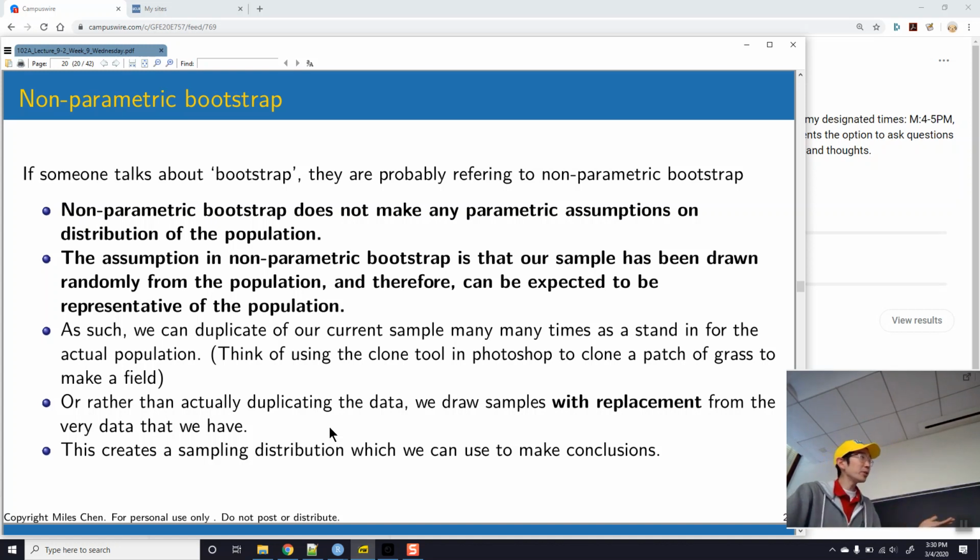So in the computer, though, we don't actually have to go through this process of duplicating the data. What we can do is just take the sample we have and sample with replacement. Sampling with replacement is mathematically equivalent to taking your current sample and cloning it an infinite number of times to build up the grand population. Then we're going to draw samples from this pseudo population, or just sample with replacement, to build our sampling distribution.